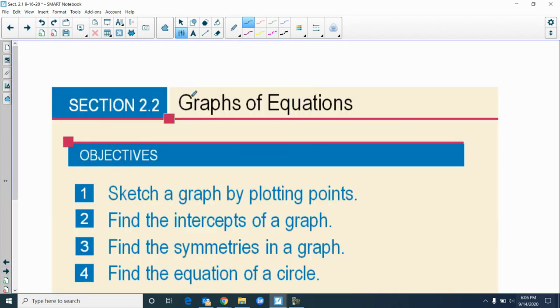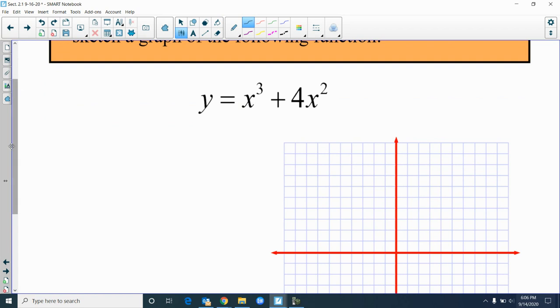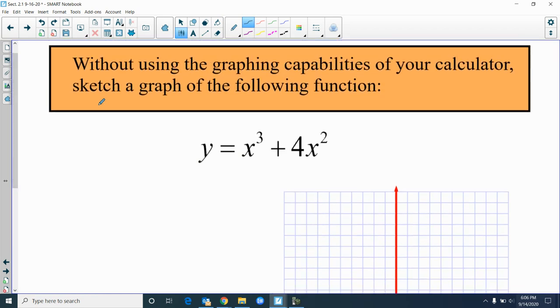And when we get into section 2.2, graphs of equations. All right. It says, without using the graphing capabilities of your calculator, sketch a graph of the following function. Well, when you're asked to graph, and you just can't type this in your calculator, you want to plot points. I think it's been ingrained since probably Algebra 1, if not before, that the vast majority of you are just going to plot -2, -1, 0, 1, and 2. You're just going to pick those points and plug those in.